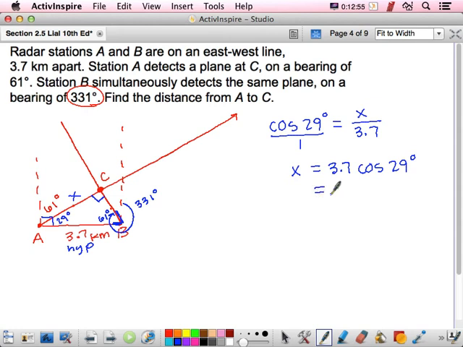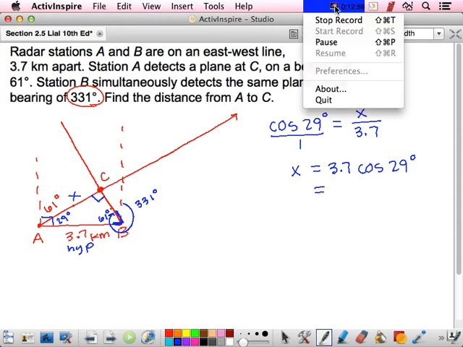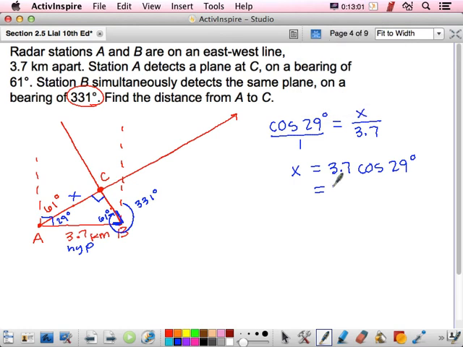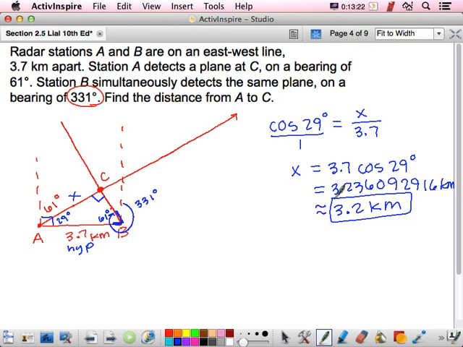So let's pause right there and let's calculate x. Okay, so that gave me 3.236092916 kilometers. And if I look at my significant digits in the original problem, it has only how many? So it looks like 3.2 kilometers. Now I would expect that to be less than 3.7 before I even work the problem, because 3.7 is my hypotenuse and it has to be the longest. So like if I had gotten 5.2 as an answer, then I would have said, something's wrong, because your hypotenuse always has to be the longest, right? Yeah. Okay. All right, that's one way to work this problem.